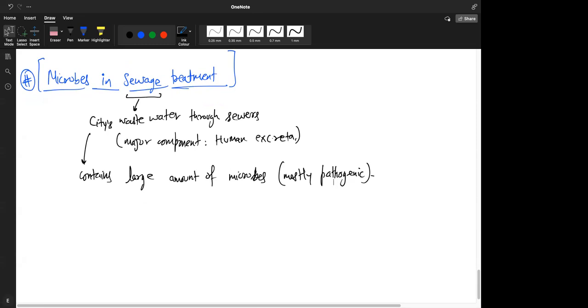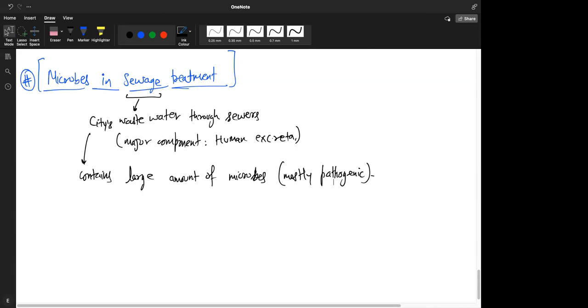The answer is yes, we can. And at many places it's being done also, which is not good. But should we discard them into the natural water directly? No. Why? Because it will be toxic. It will contaminate the water, because the river waters are also used for drinking purposes.